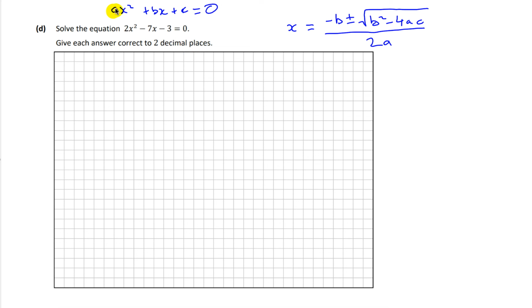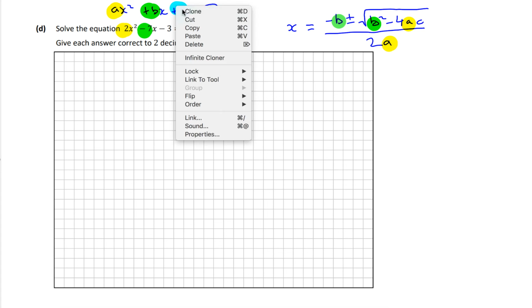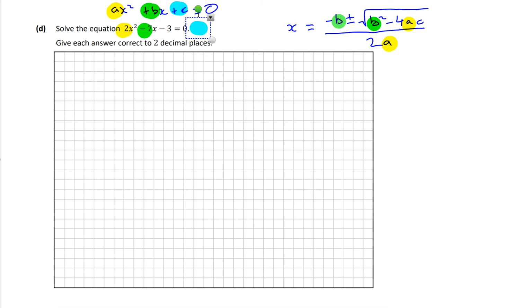Well, you can see our a number is going to be the number in front of x squared there, which is 2. So that 2 is going to go in there. That 2 will go in there. Our b number in front of x is going to be minus 7. And that's going to go here and here. And finally, our c constant is this constant term here, minus 3, and we're going to put that in there.